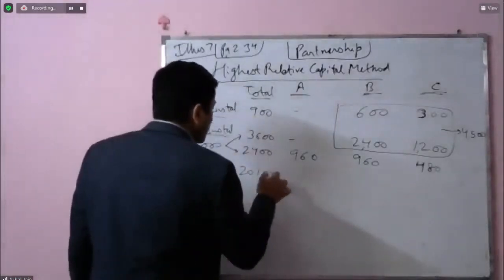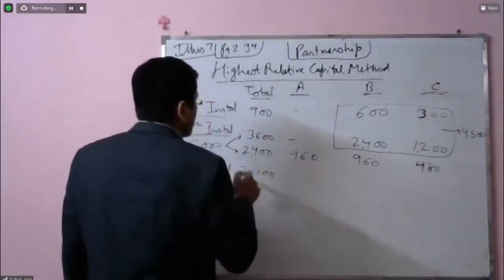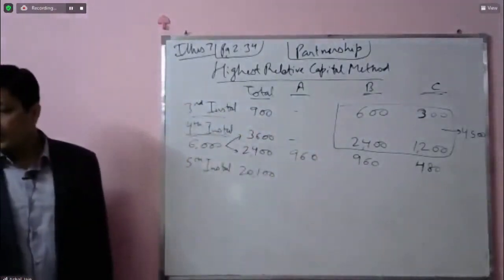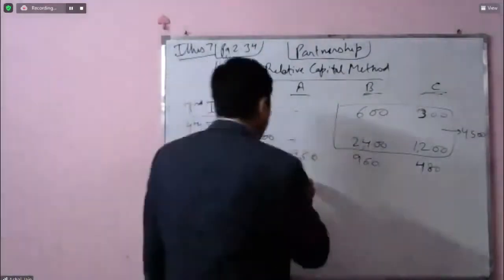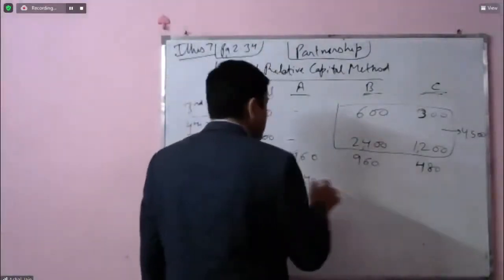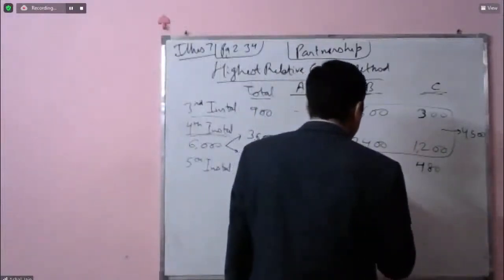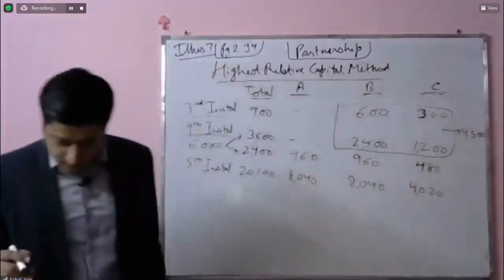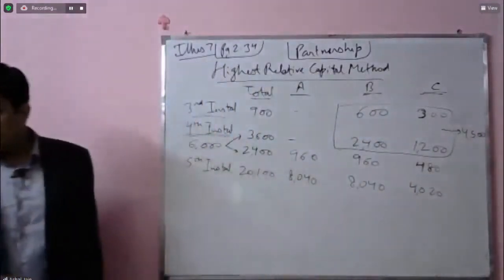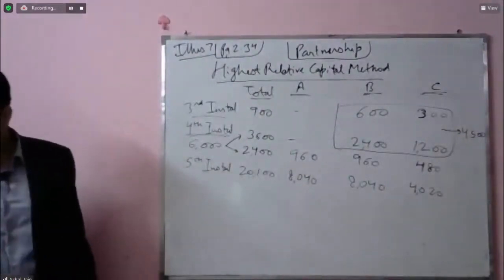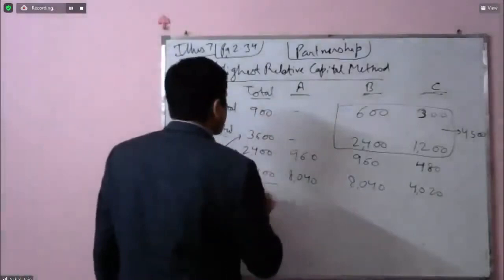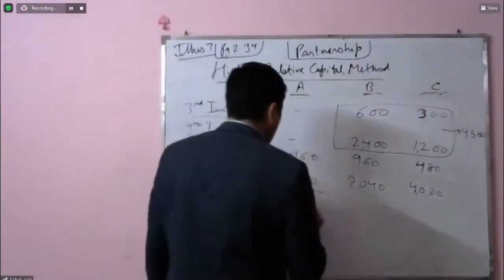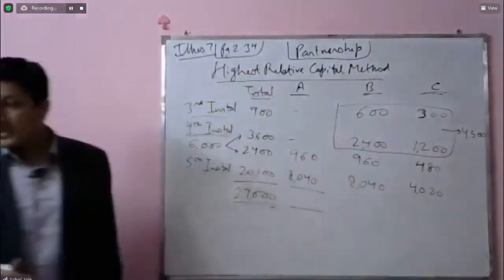This was 20,100. So this 20,100 will go to all the partners in their profit sharing ratio. So this is 8,040. This is again 8,040. And this is 4,020. Okay. So with this, our distribution is completed. So the total amount to be distributed is 27,000. And this has gone to all these three partners. You can compute these totals and let me know.